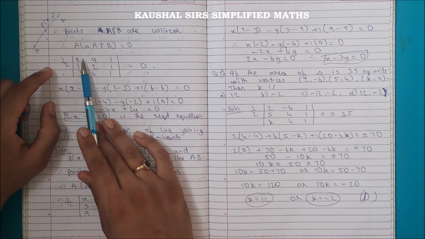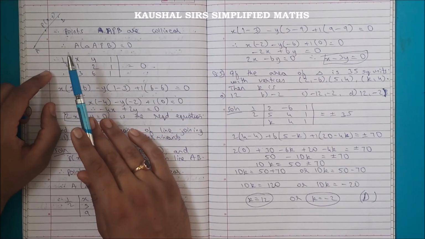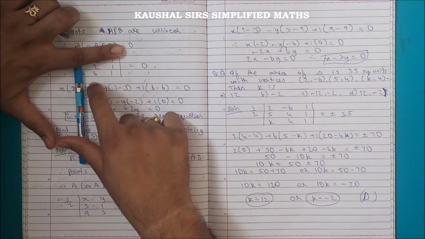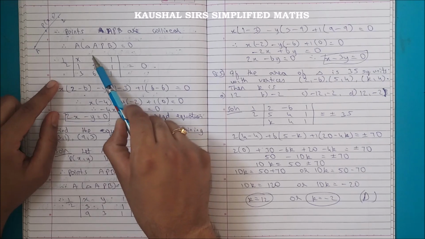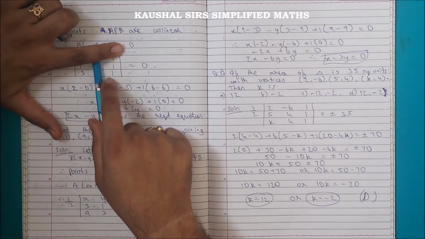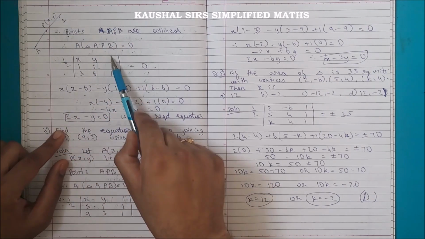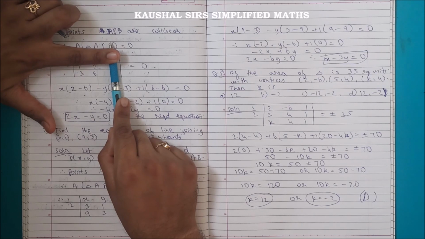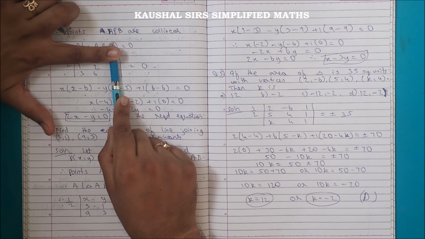So we take the first element of row number 1, which is x. So I cover the first column. What we get? X into 2 minus 6. Then move ahead. इसका sign change करना है तो minus y लिखेंगे. Cover the first row, second column. So we get 1 minus 3. Then the third element as it is with the sign. Cover the first row, last column. So you get 6 minus 6.